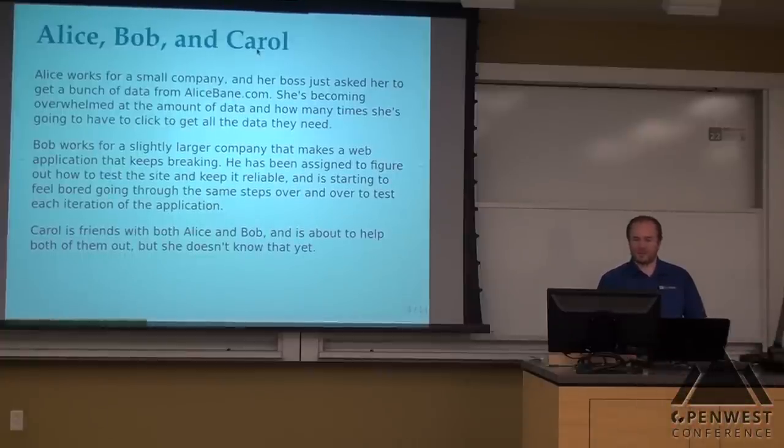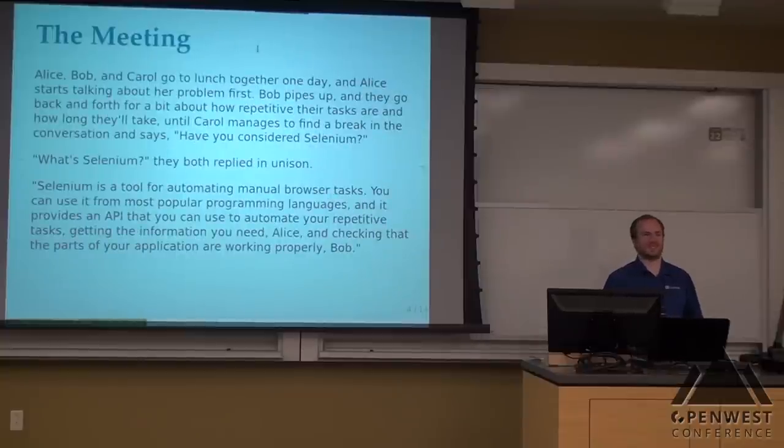And Carol is friends with both of them and is about to help them both out, but doesn't know that yet. How's that for a cliffhanger? So one day they all go out to lunch together, because they're all good friends. And Alice starts talking about her problem first. And Bob says, well, I've got this work that I'm doing and it's just getting boring, and I'm having to do the same thing over and over.